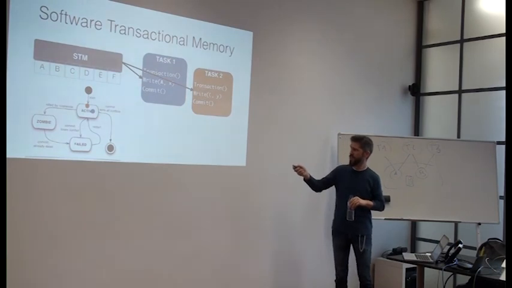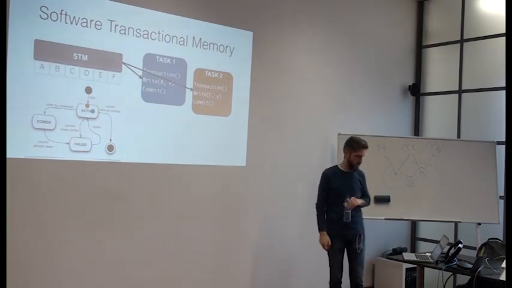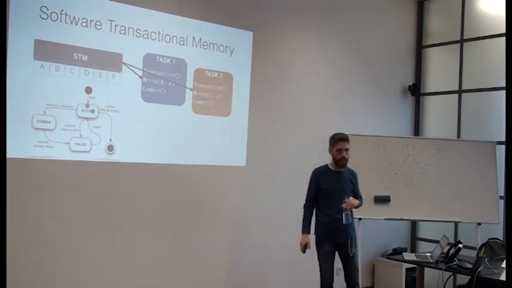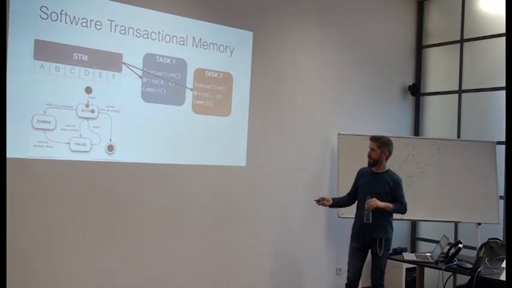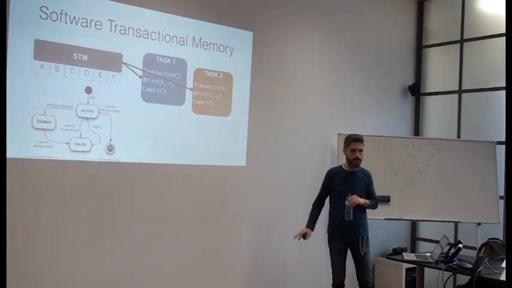For instance, here it checks that there is a write on object A and a write on object C. There is no conflict, so both tasks, both transactions are allowed to commit, and from active they will finish, and it's done.